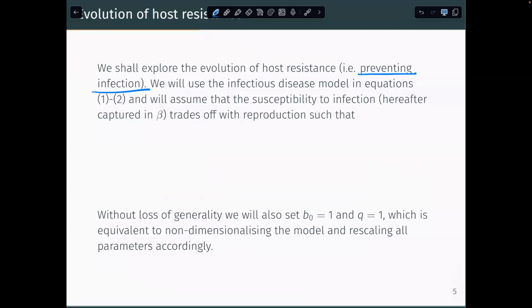What we're going to do is assume that this susceptibility to infection is going to trade off with reproduction. So we had a birth rate before that was a B, and we're going to assume that this B is a function of beta. And suppose there's some baseline B naught, which is our baseline intrinsic growth rate. This is going to be multiplied by 1 plus beta squared here.